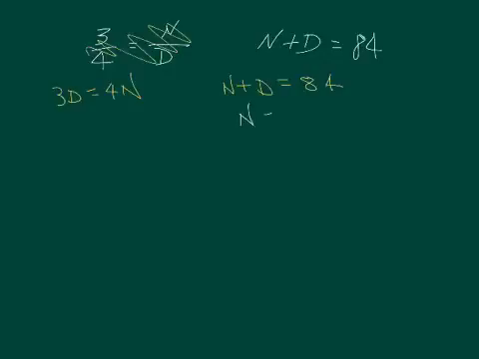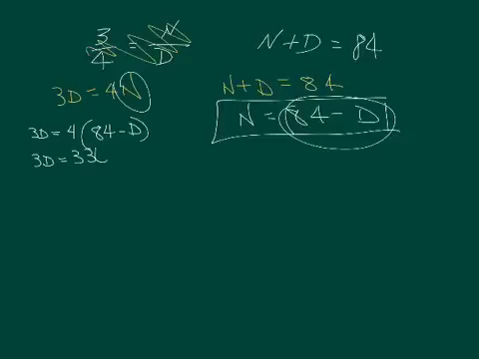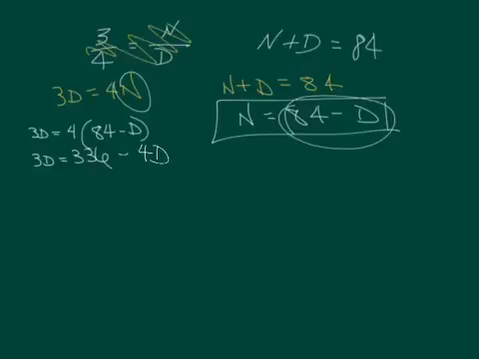Let's make this n equals 84 minus d. So then whenever I see an n here, I can plug in 84 minus d. So let's do that. 3d equals 4 times 84 minus d. Okay, so it's just substitution like you have been doing. 4 times 84, 168, 336. That's just wrong that I can do that in my head. Minus 4d. Add 4d to both sides.